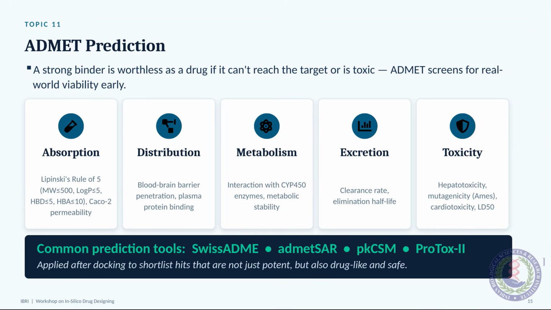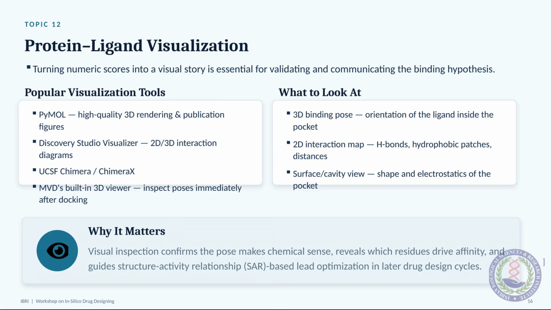Common prediction tools include SwissADME, admetSAR, pkCSM, and ProTox-II. ADMET filtering is applied after docking to shortlist hits that are not just potent, but also drug-like and safe. Turning numeric scores into a visual story is essential for validating and communicating the binding hypothesis.